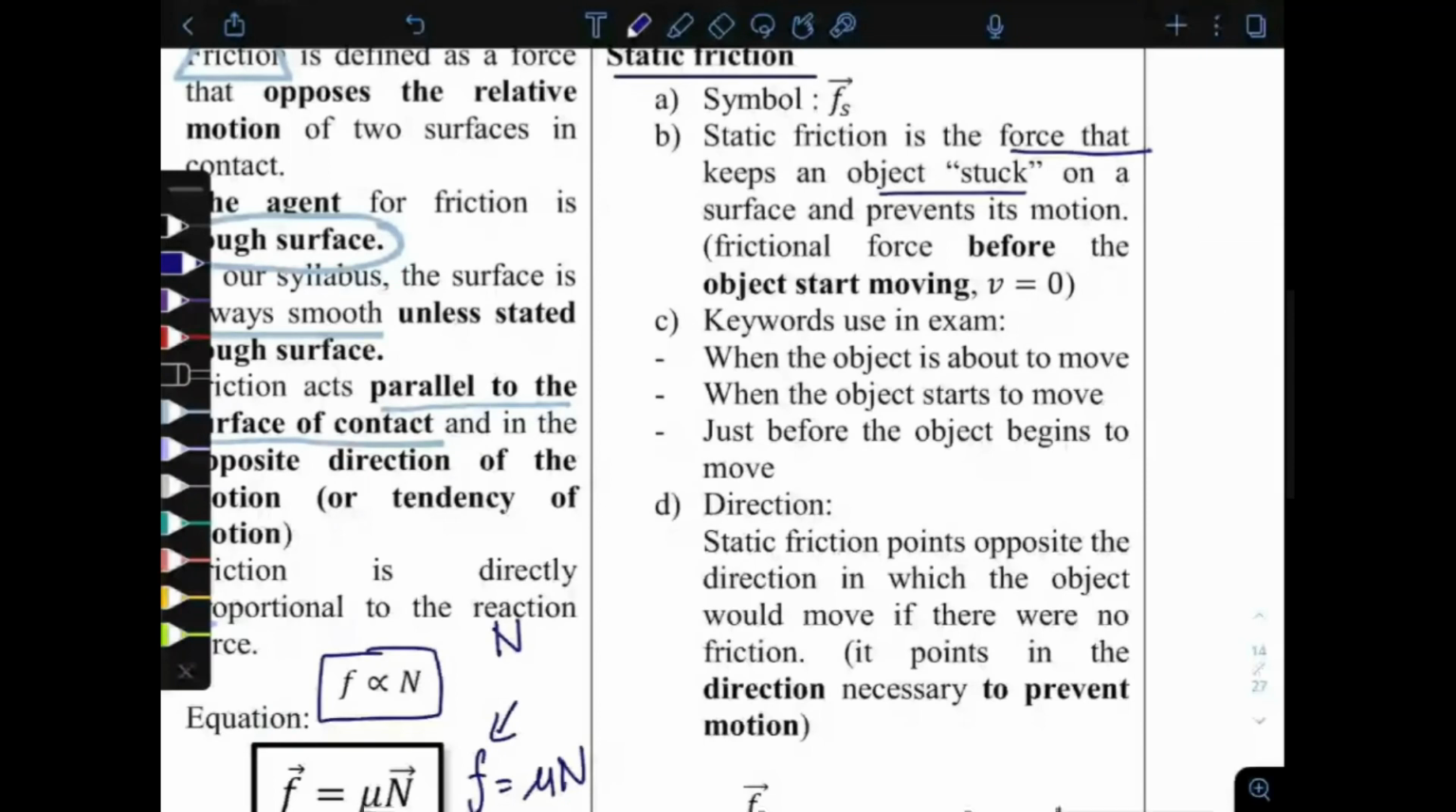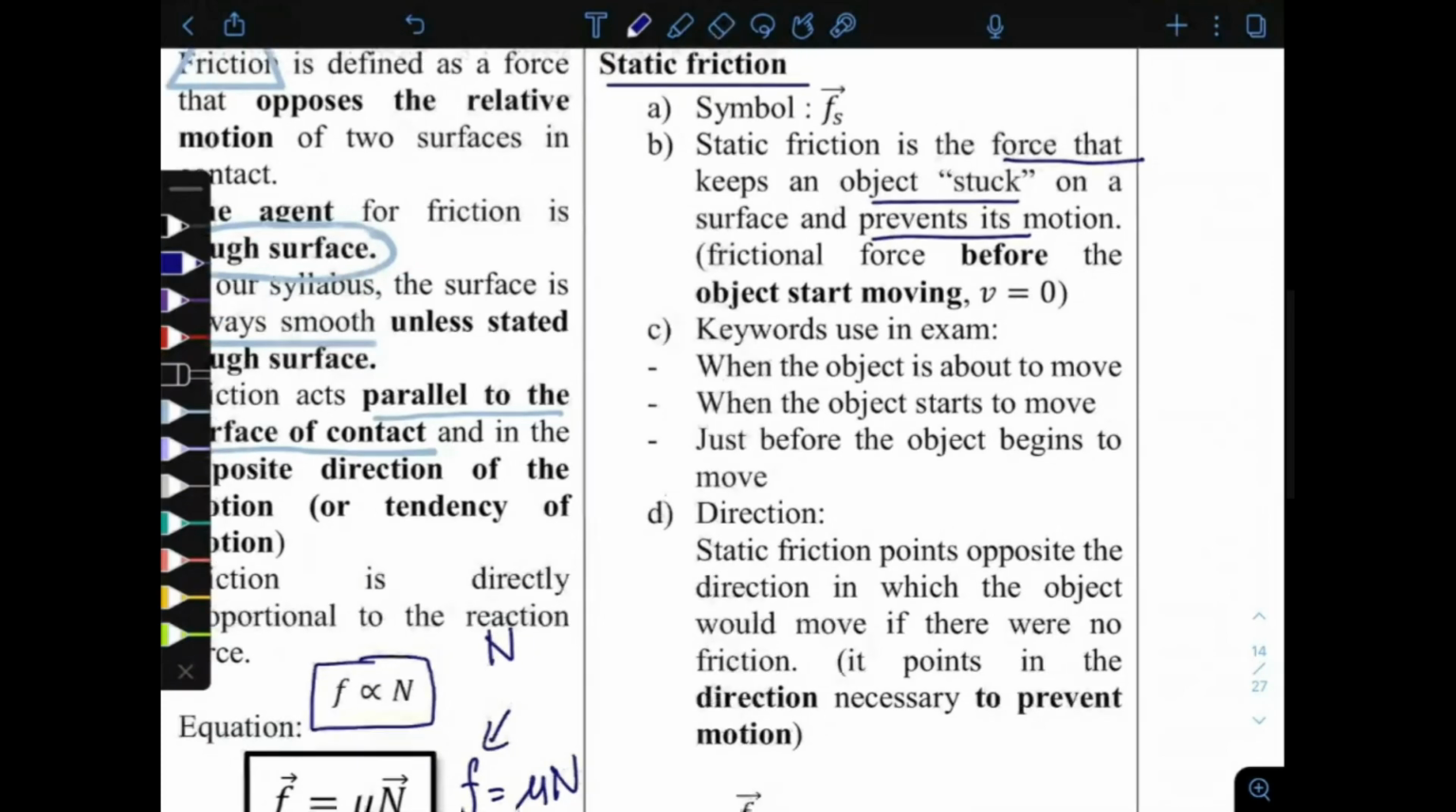Okay, dia adalah satu jenis force yang akan menyebabkan objek kamu tidak bergerak, melekat kat permukaan kamu itu. Dia akan cuba untuk prevent its motion by stucking the object on the surface. Okay, static friction ini you're going to experience before the object starts to move ataupun it is about to move. Maksudnya, objek kamu belum bergerak, dia baru nak bergerak ataupun ada tendensi untuk bergerak. Okay, that is when you're going to experience the static friction.